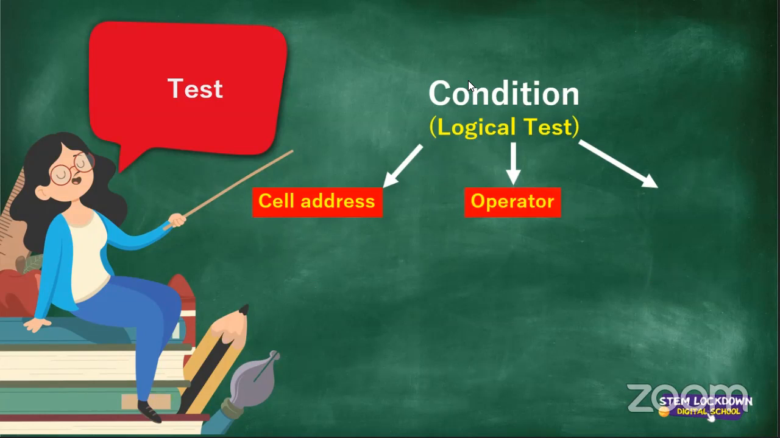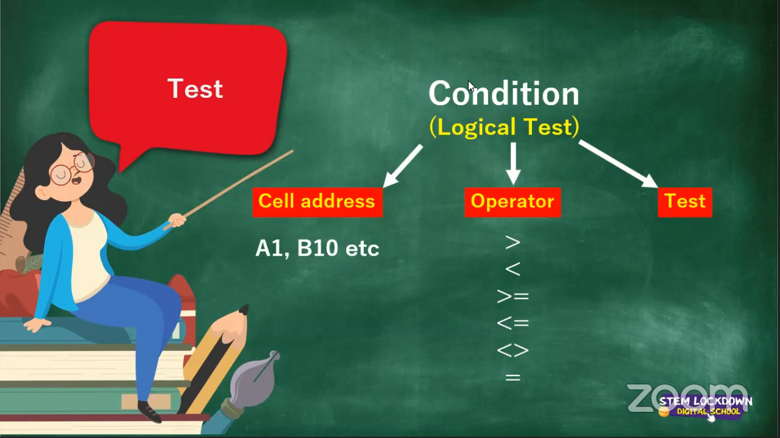Then the second part of the condition should be the operator, the one that I just spoke about. Then the third part is what you're trying to test. In the example, we're testing whether a mark is above 50. In our second example, we're testing whether a price is less than 25. Then we're testing the age, whether it's greater than 65. So those are the relational operators that are there: greater than, less than, greater or equal to, less or equal to, not equal to, and equal to. So like I said, your cell address is just A1, B10, not a range, please.